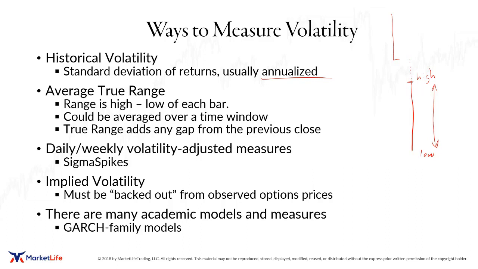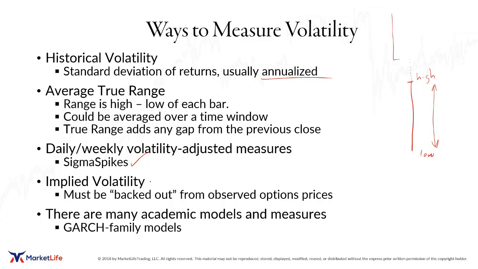You'll see average true range. It's one of the most common measures of volatility used in technical analysis. There are all kinds of other ways to measure. One that I use is called sigma spikes, and this looks at each day's move as a standard deviation of a previous time window. So it's a way to say, is the current price bar, is this move a big move or an insignificant move?